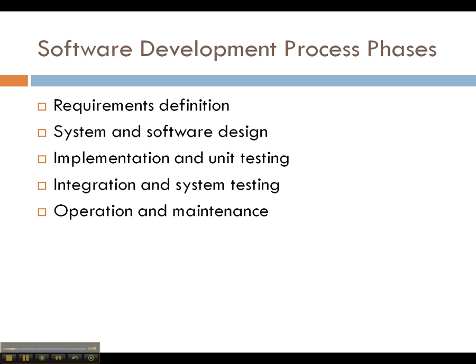The software development process consists of a set of phases. The first phase is requirement definition. The second one is the system design, and then the implementation of the application and unit testing. After that, the integration of the units that were implemented and system testing, and then the operation and the maintenance.